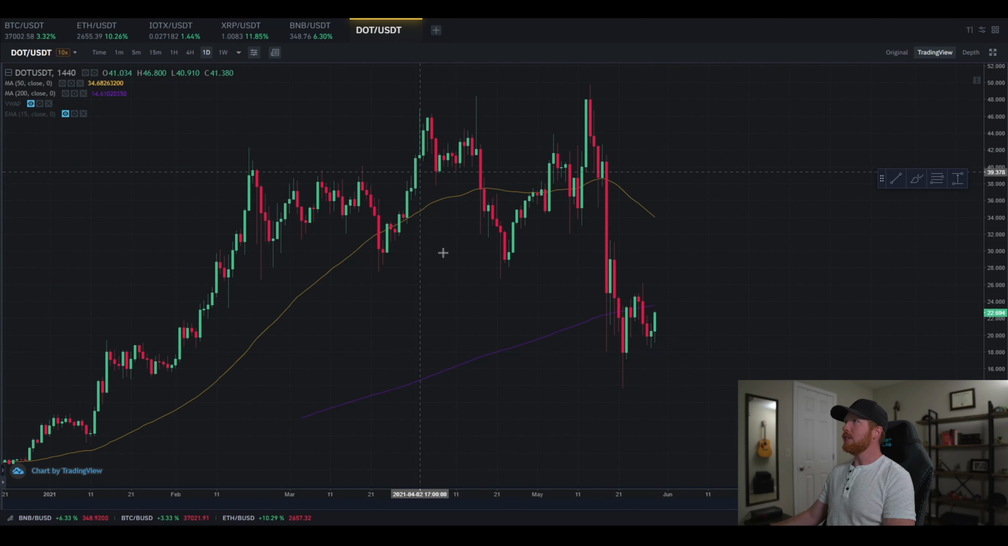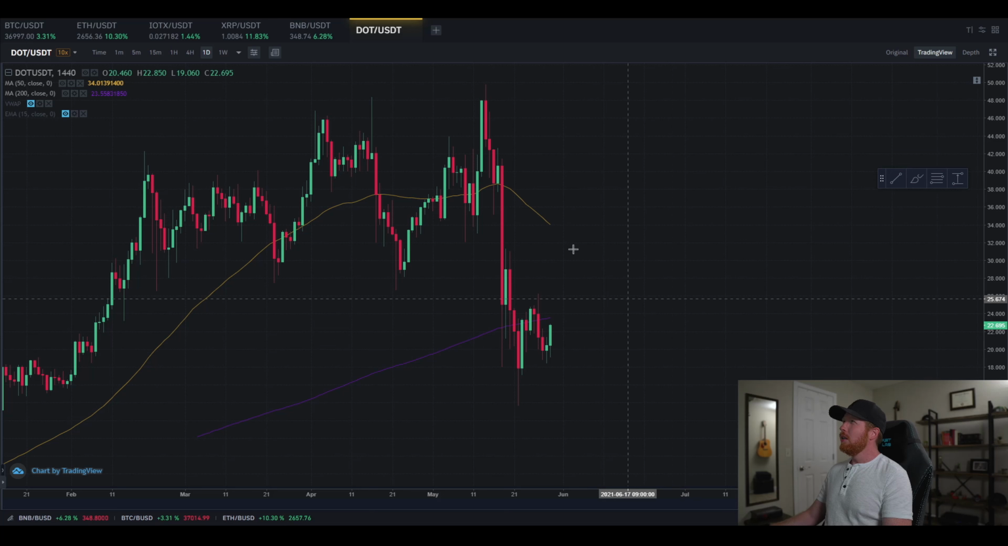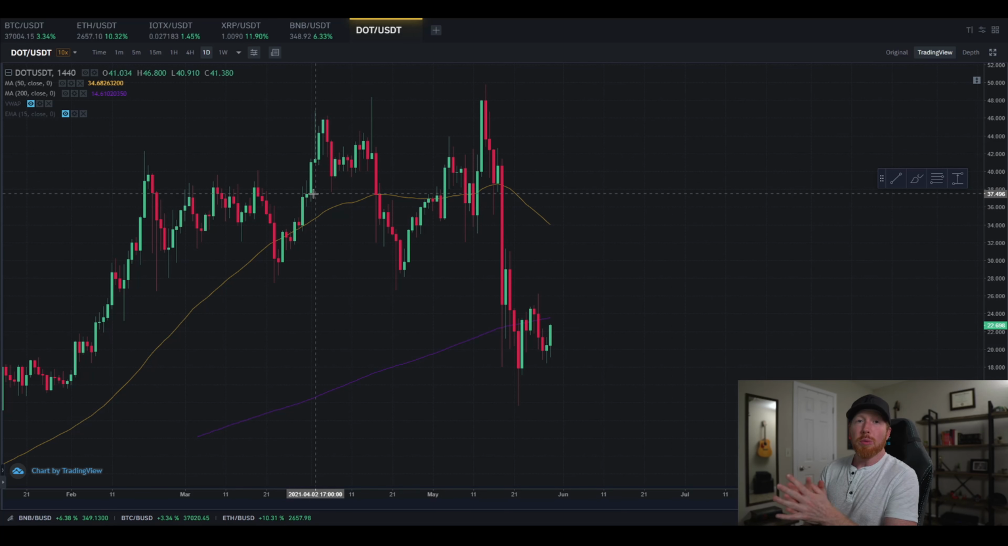So let's go ahead and take a look at DOT now. I always start with the 1-day chart first and work my way down. We're going to look at the 1-day, 4-hour, 15-minute, and the 1-minute chart. Those are my favorite charts. They work very effectively for the indicators that I use, so just bear that in mind.